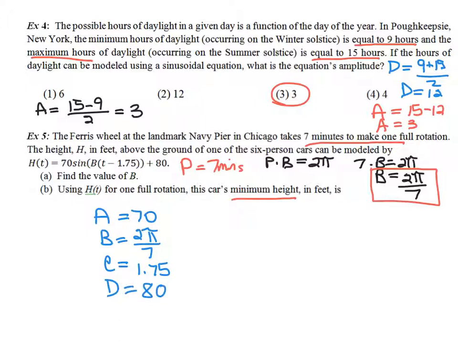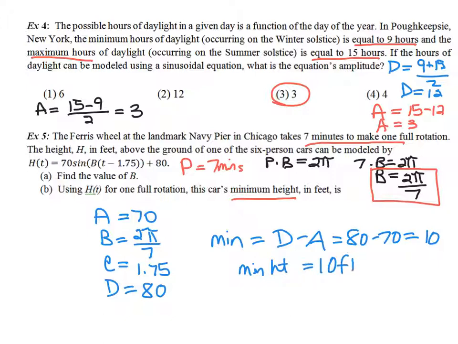That's our shift. So if we know that the amplitude is equal to 70, but the midline is 80, then what that tells us is that to find the minimum value, we're going to say take my d and subtract a. Take the midline and subtract the amplitude. So 80 minus 70 is telling me that the lowest point on this graph is going to occur at 10. So the minimum height in this calculation will be equal to 10 feet. And again, that's an answer that makes sense because we know how Ferris wheels look.